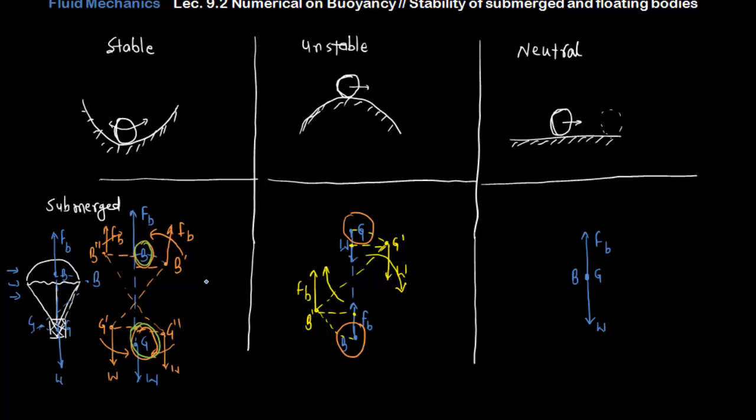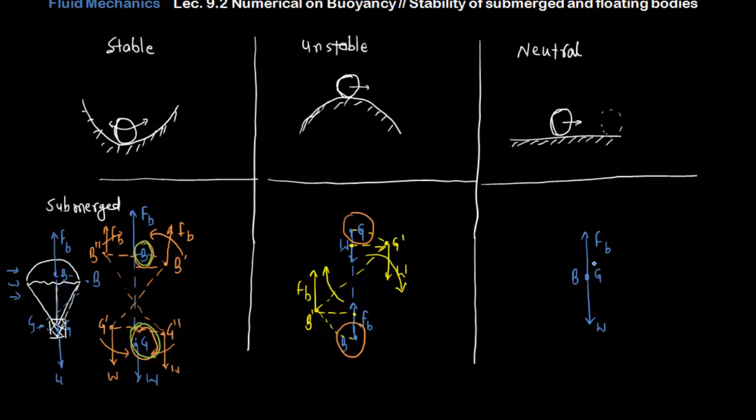Like in the previous cases, as we disturb the body, there are some distances here, but in this case there is no distance here. It means if you are disturbing the body, as there is no gap between the points B and G, obviously there is no distance, so there is no moment here. And as there is no moment here, the body is not going to try to come back to its initial position, and it is not going to be disturbed more and more either.